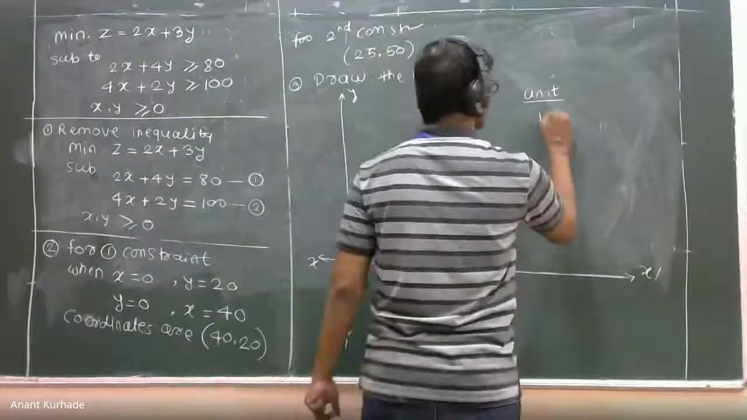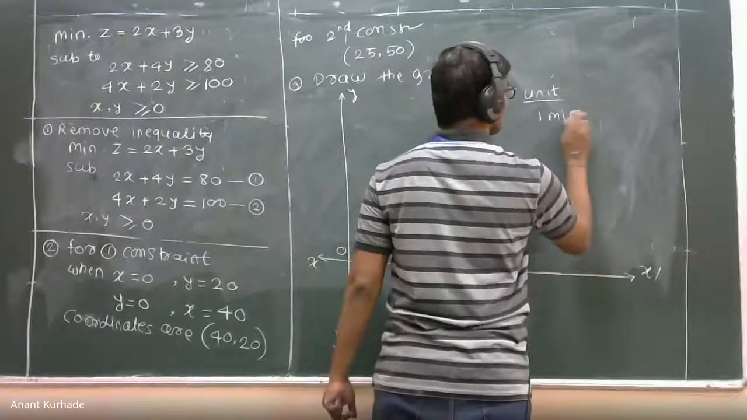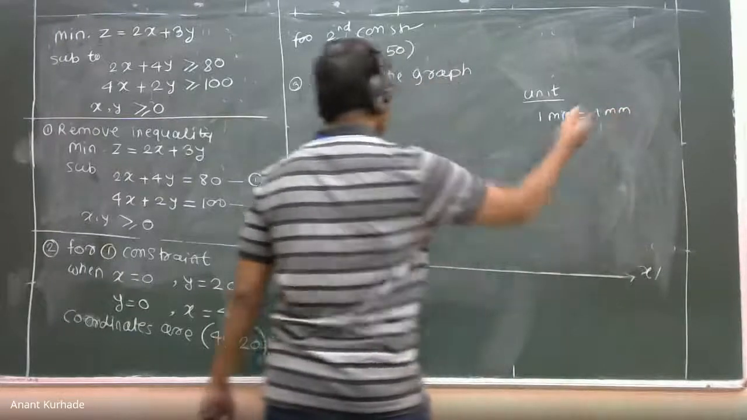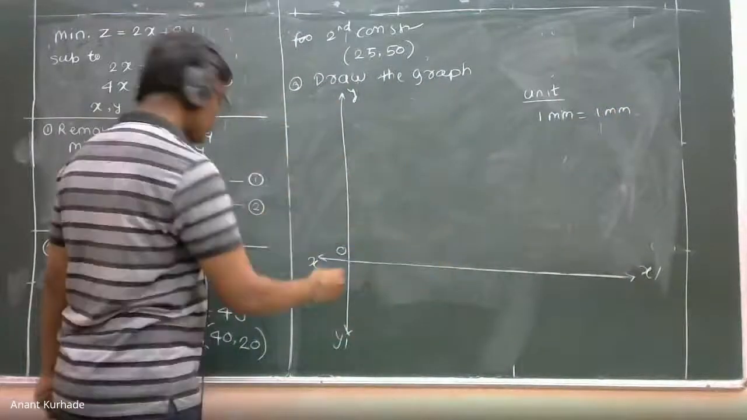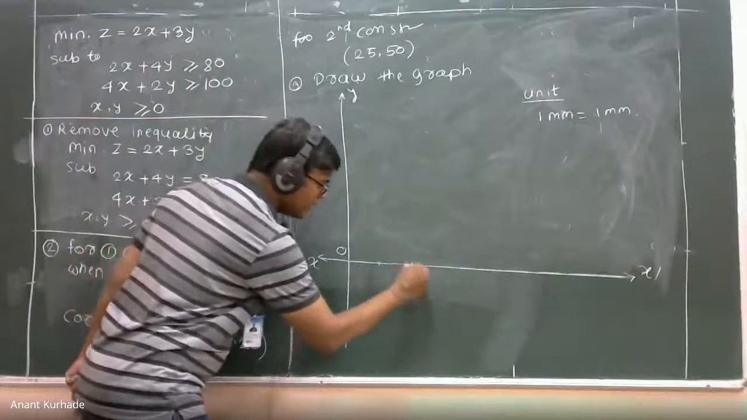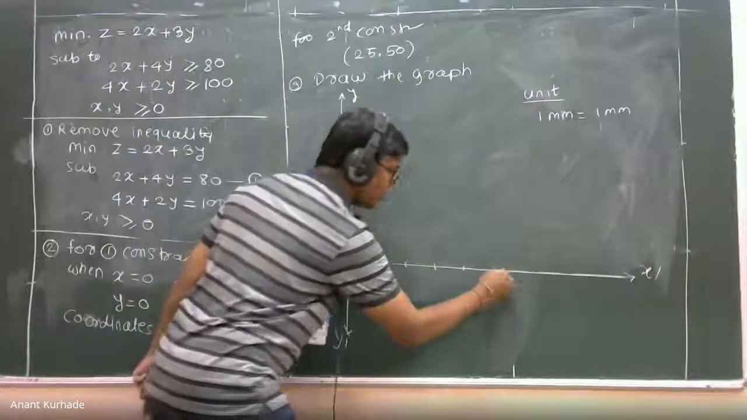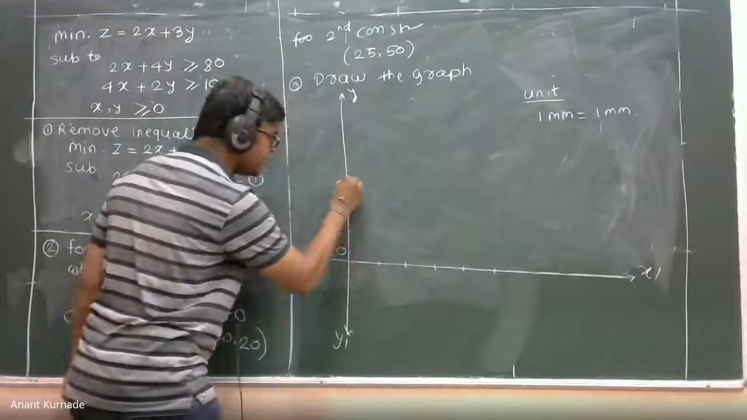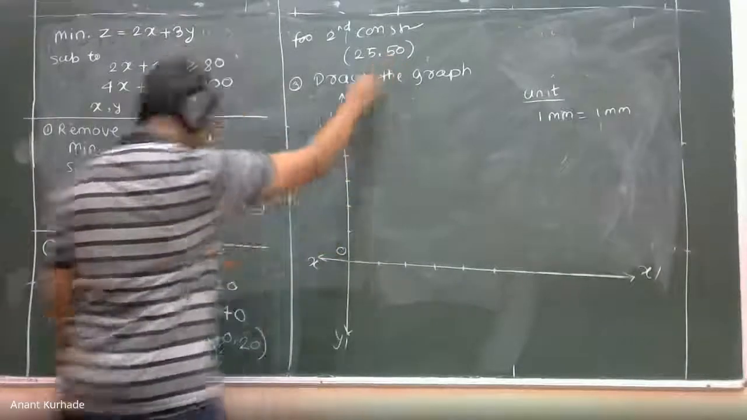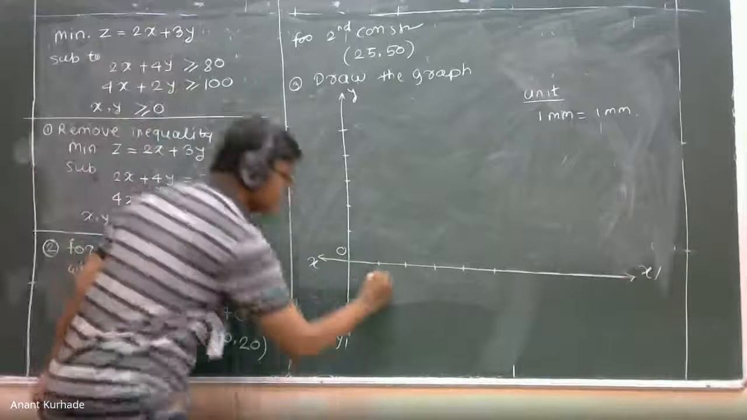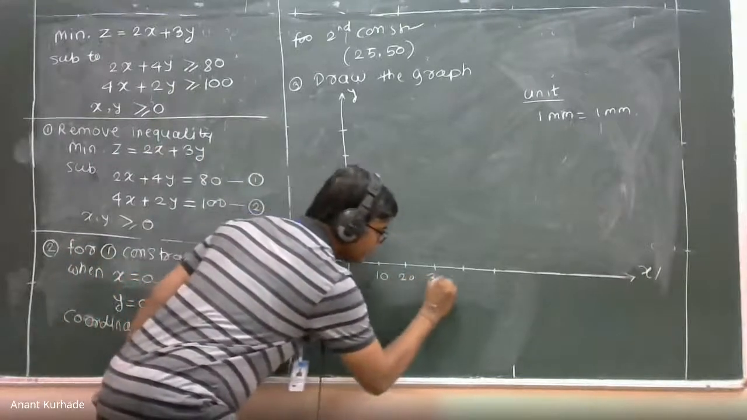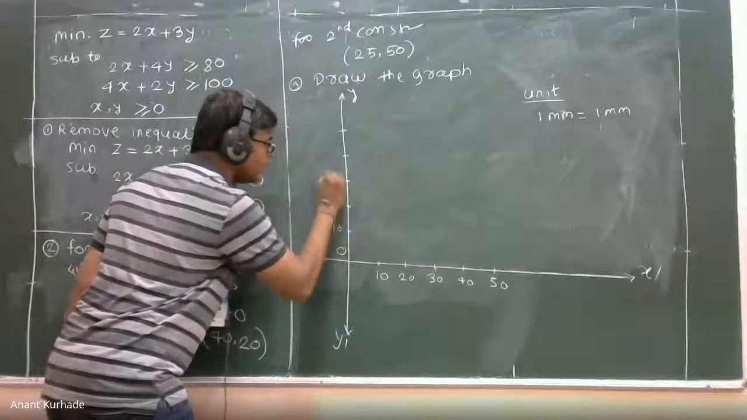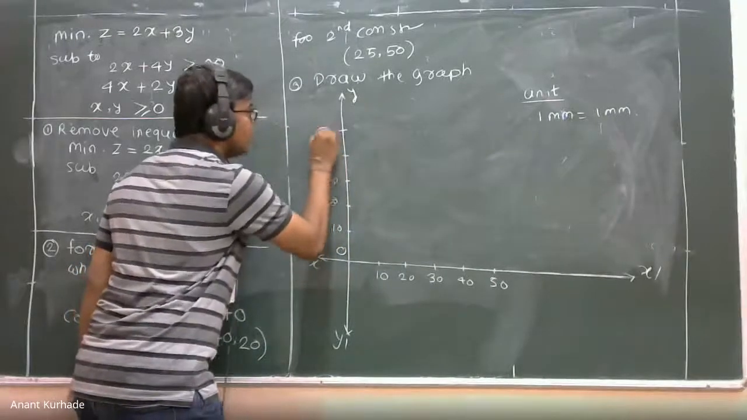We can write here the same scale: 1 mm is equal to 1 mm on both the x and y axis. Now see here 10, 20, 30, 40, 50. On x, what is the maximum? 25 is the maximum, so it will be 10, 20, 30, 40, 50. On y we can put 10, 20, 30, 40, and the last one 50.